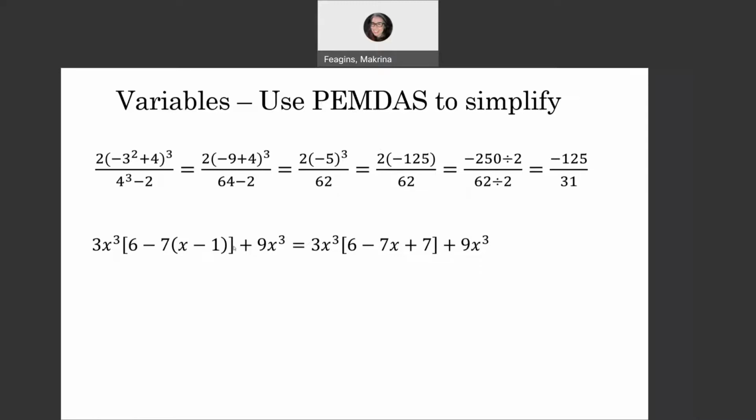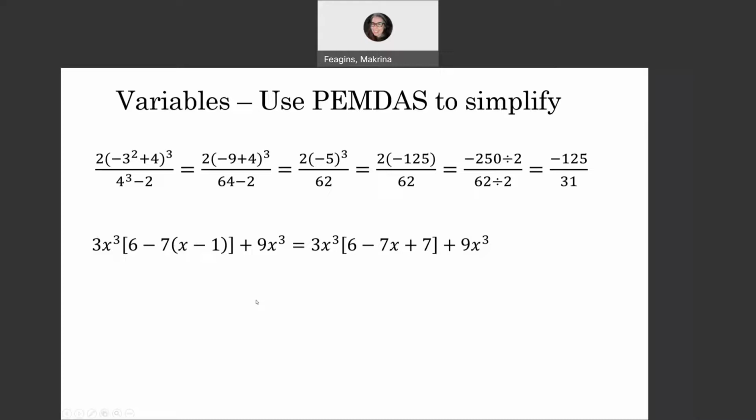All right, well, let's look at an example of PEMDAS, and we're going to use variables now. So we're going to go to the very inside of the grouping symbols. You have a nested case here. You have the x minus 1, that's multiplying that minus 7, and that's in a bracket. That's multiplied by the 3x to the third. So we definitely want to distribute that negative 7. So we'll end up with negative 7x plus 7.